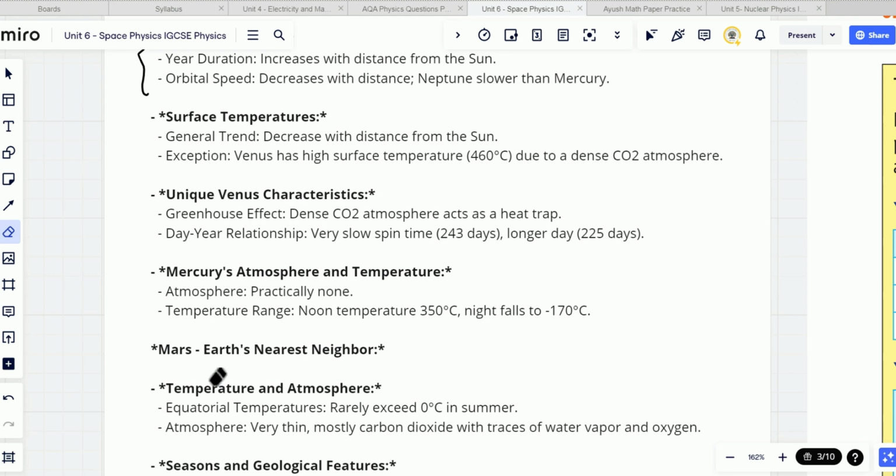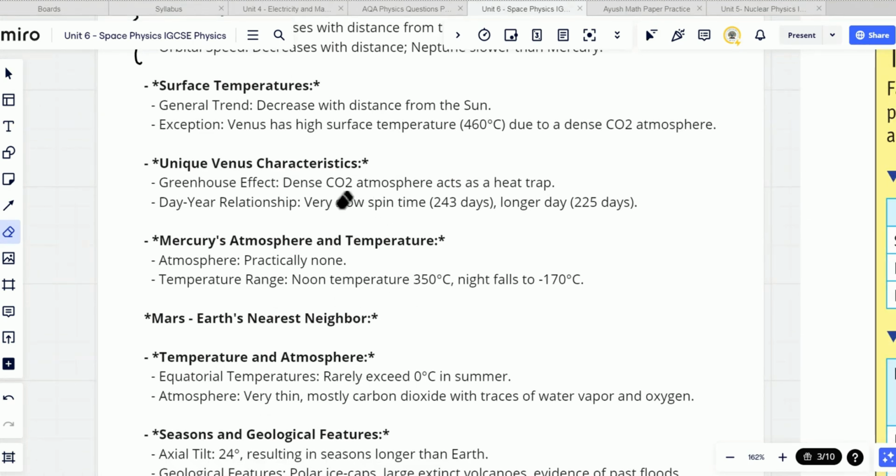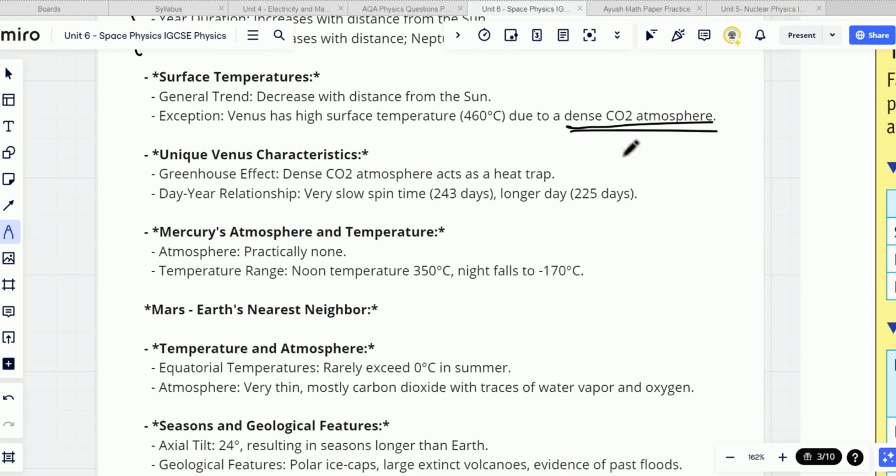Except which one? I already discussed this with you. Except Mercury and Venus. Mercury is the first planet, whereas Venus is at the second number. But the temperature of Venus is way higher than the temperature of Mercury. Why? Because of the dense CO2 atmosphere, it's gaseous. So Venus has a higher surface temperature due to its dense carbon dioxide atmosphere. Got it?